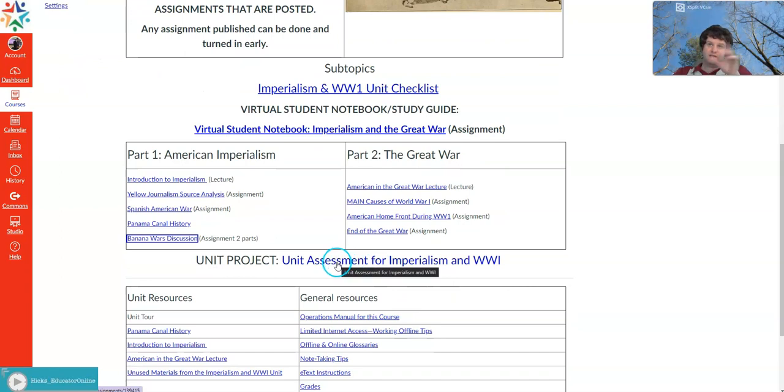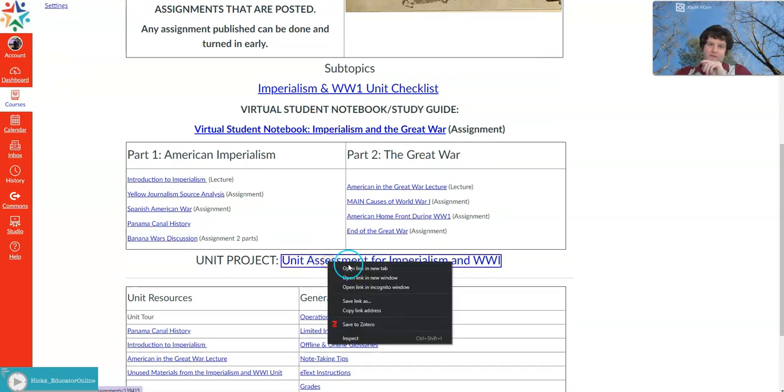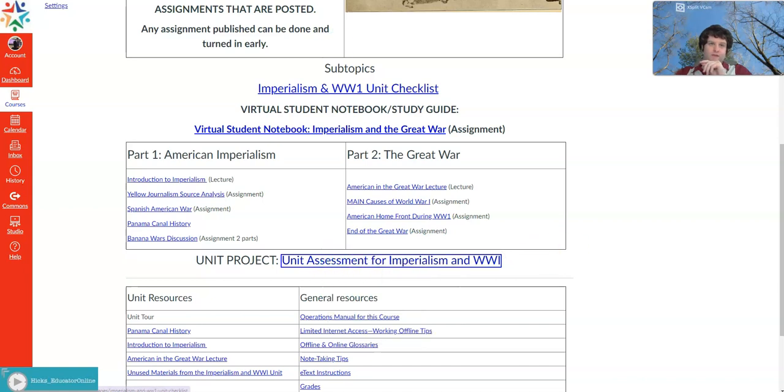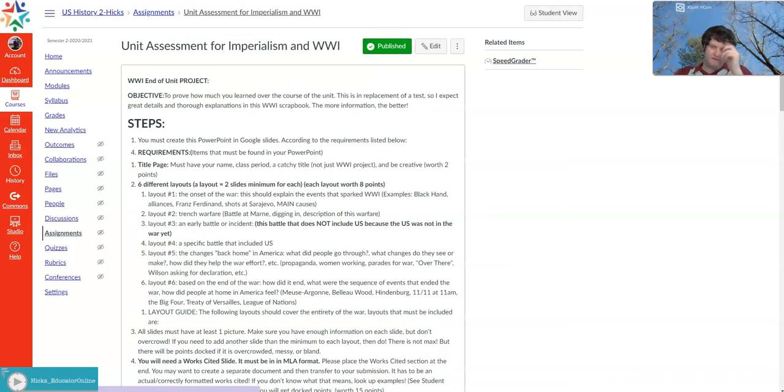The unit assessment's actually probably going to be one of the more complicated assignments for this unit. What the unit assessment is, instead of a test, you are putting together a PowerPoint or a slideshow. Usually, we're not too picky about the programs in my class, whichever program you're more comfortable with. But you're basically putting together a sort of scrapbook or breakdown of different aspects of the Great War.